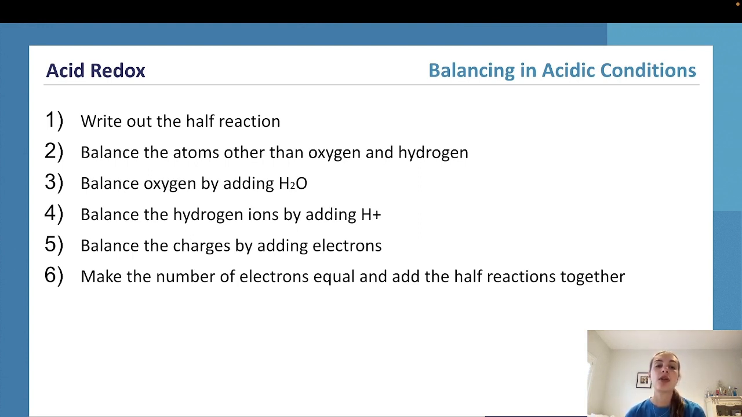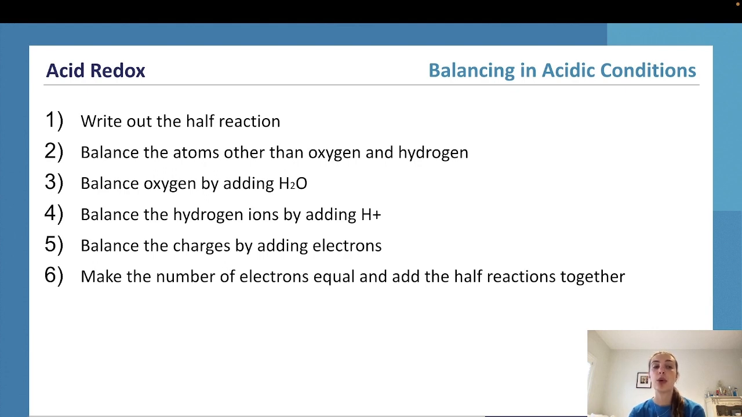The next thing you want to do is balance for oxygen by adding water, using those oxygens in water in order to balance for oxygen. And then you need to balance for hydrogen ions by adding H+.